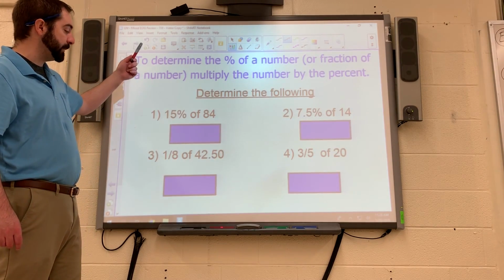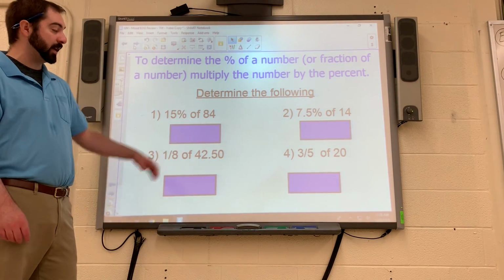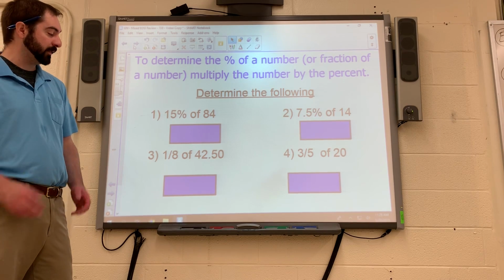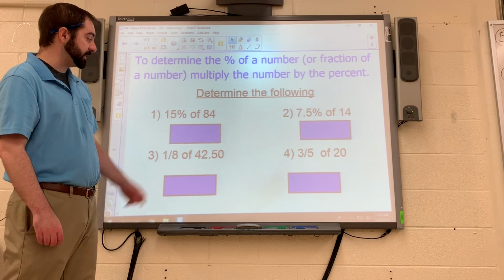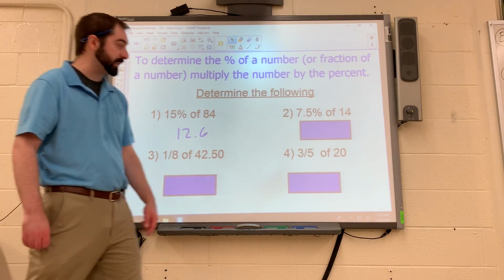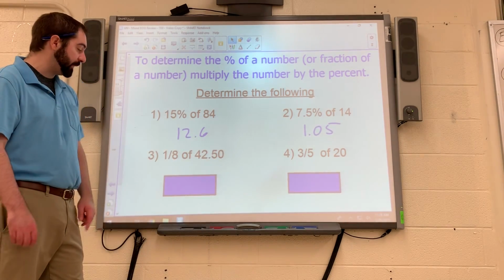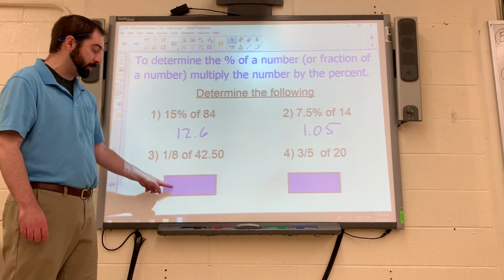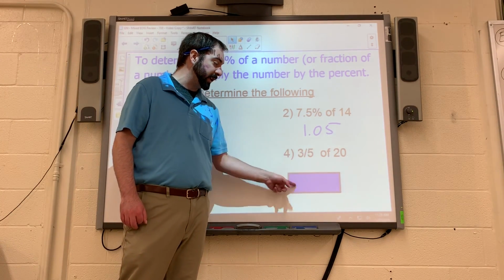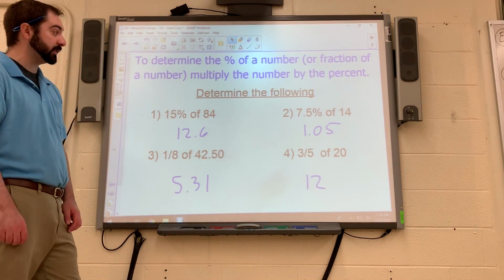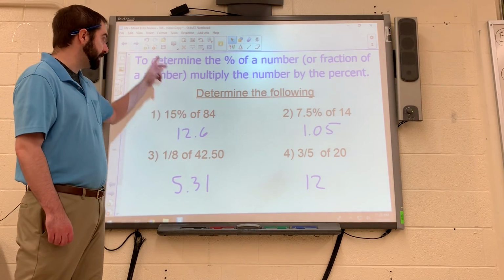Today we're going to be looking at some percent problems. So at this point, pause the video again, take about 30 seconds to a minute, go ahead and find the percent of these numbers or the fraction of these numbers. When you're ready, unpause the video and we'll go over it. Number 1, 15% times 84 is 12.6, 7.5% of 14 is 1.05. We have 1/8 of 42.50 would be 5.31, and then 3/5 of 20 or 3/5 times 20 is 12. So again, the percent or fraction, multiply to figure out what of something is.